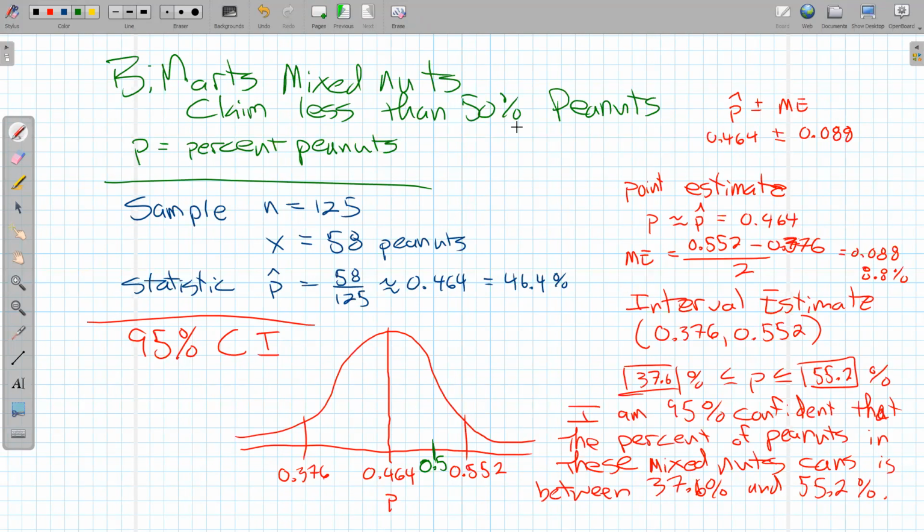So what's the truth? I don't know. All I know is I'm 95% confident that based on this sample, there's between 37.6 and 55.2% peanuts, making their claim questionable if I think I did good work, one, choosing the sample, and two, making my calculations. Now, I'm confident in my ability to use StatKey to make these calculations, so the only questionable thing here is my can and my sample. Right? So I should go back to ByMart, buy another can, take another sample. Maybe I'll do that this week, and we'll look at this again next week.